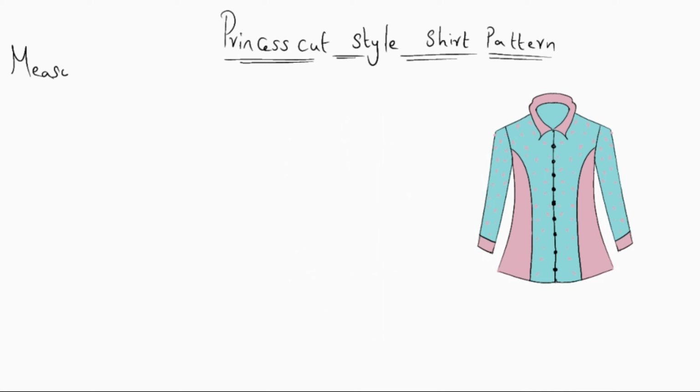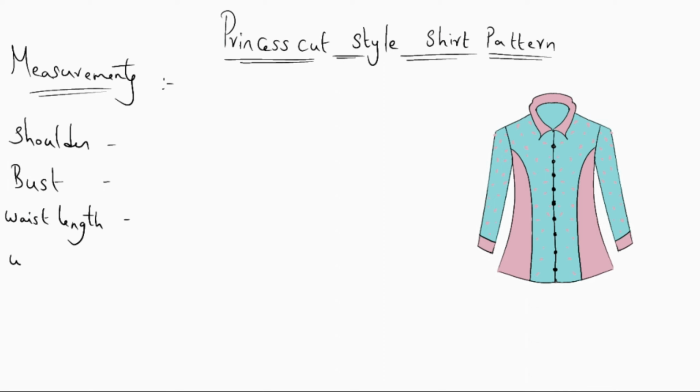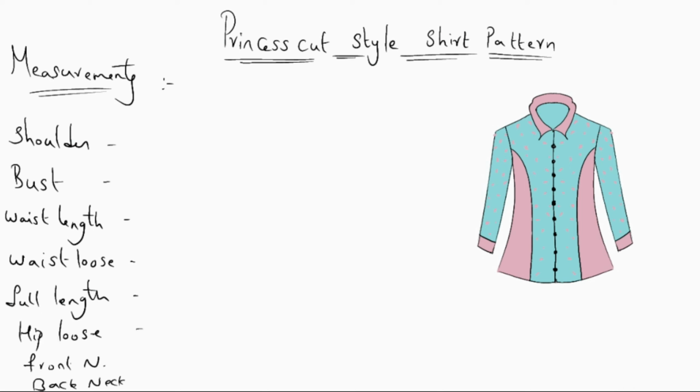Now going to class, the measurements we need: shoulder, bust, waist length, waist loose, full length or top length, which means your shirt length, hip loose, and front neck, back neck. You use formulas here: shoulder by 2, bust by 4, waist length plus 1, waist loose by 4, full length plus 1, hip loose by 4. I think you already know these calculations.